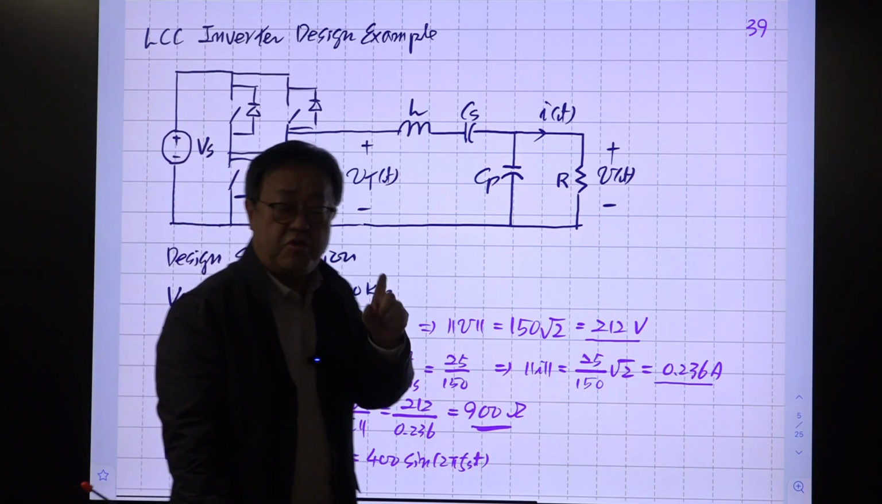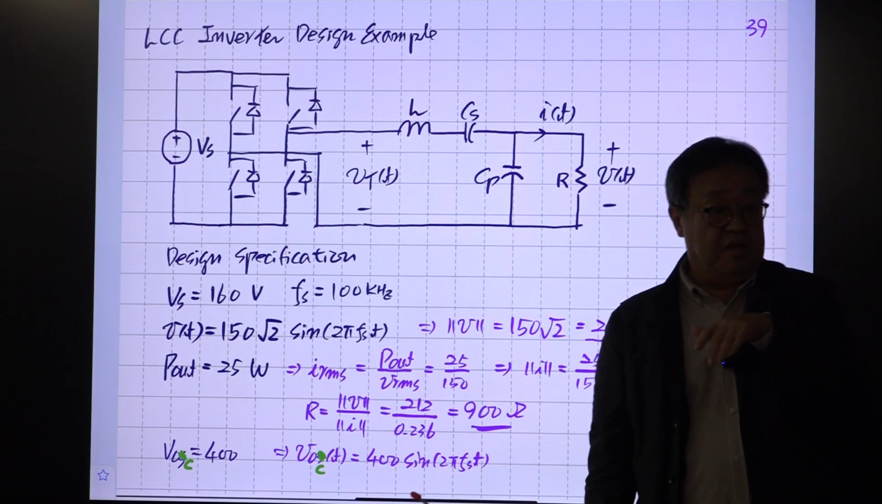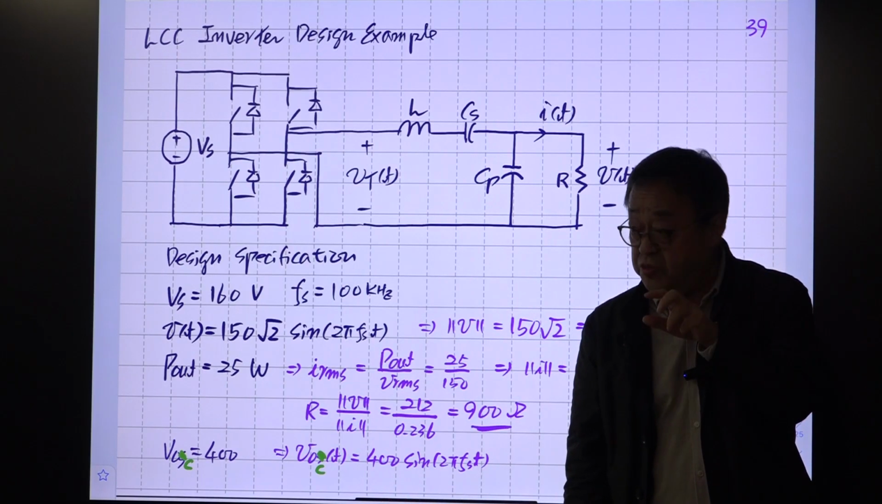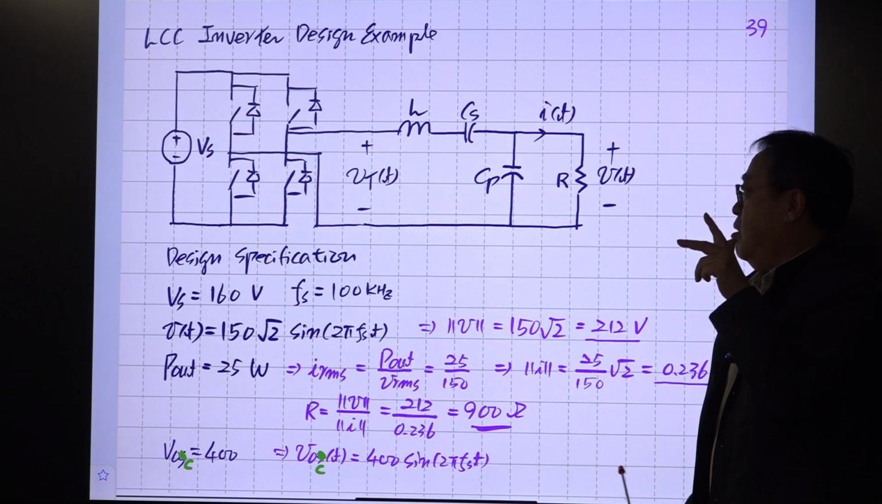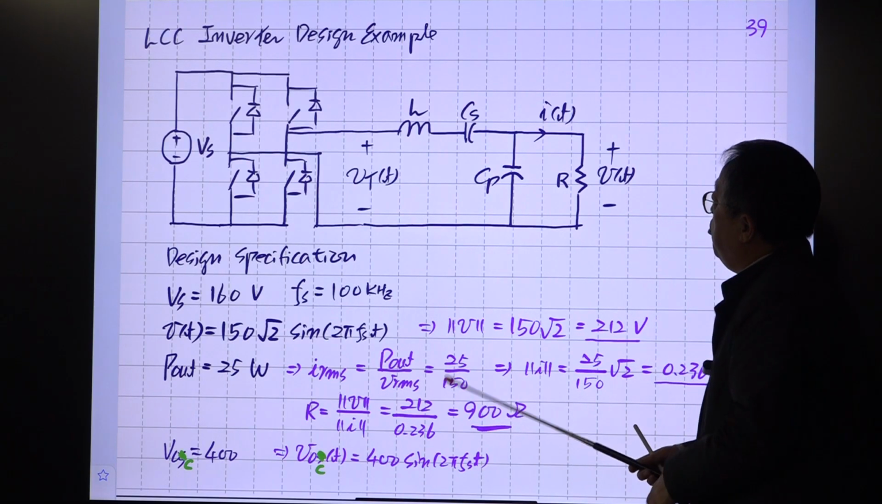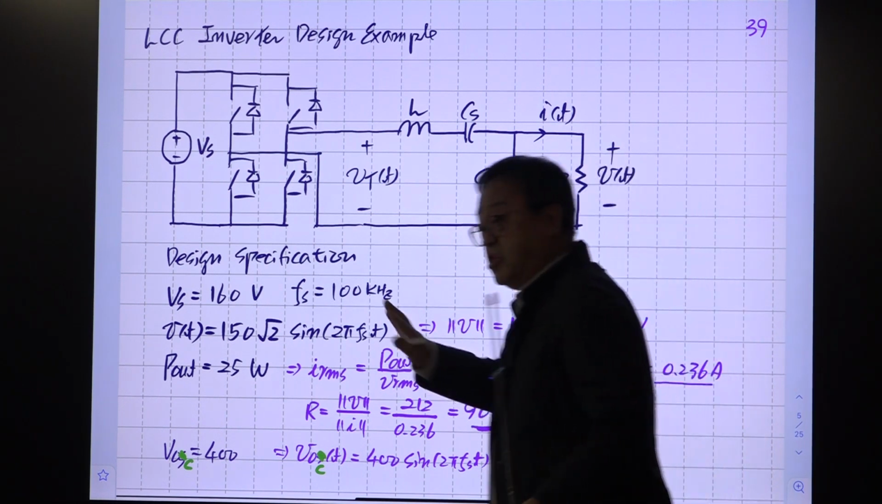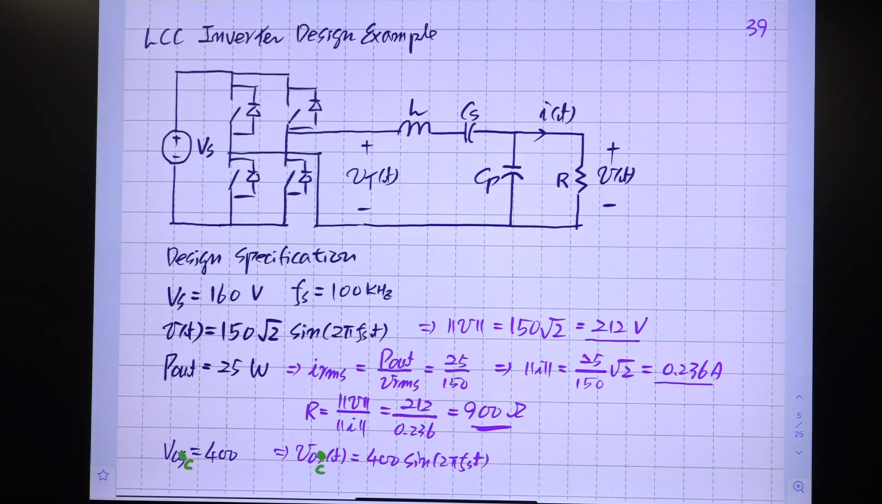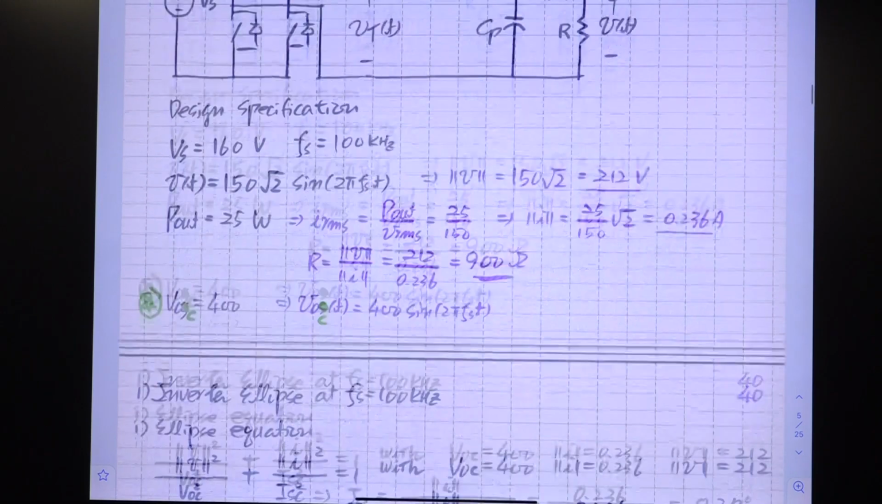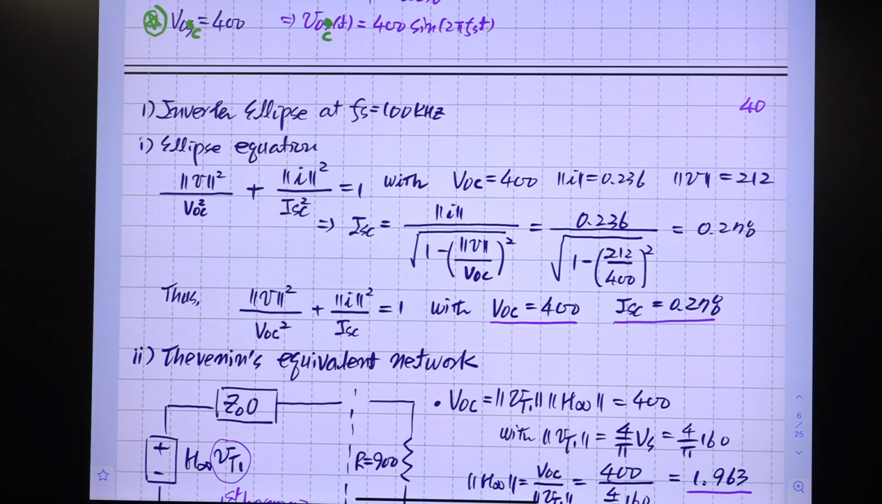From this, first you need to specify the inverter ellipse, and you need to specify two parameters for the Thevenin's equivalent circuit of this tank. Then the design is almost finalized. Okay, so for that, this additional information is necessary. But if this is not specified for some reason, then you assume some reasonable value, then start designing the tank circuit. Okay, so first one is the inverter ellipse at this switching frequency.